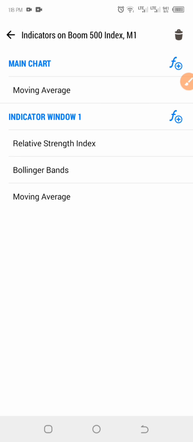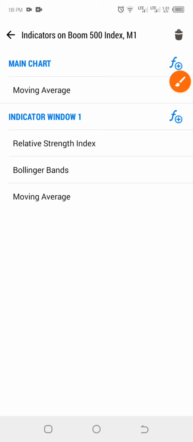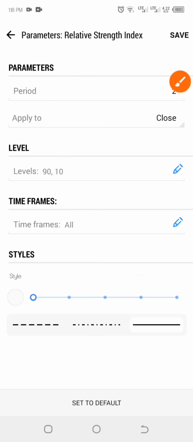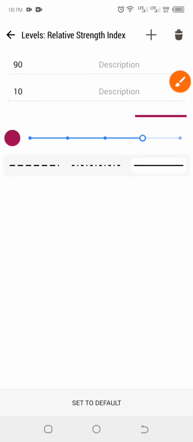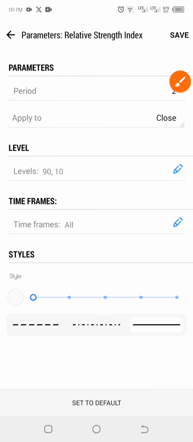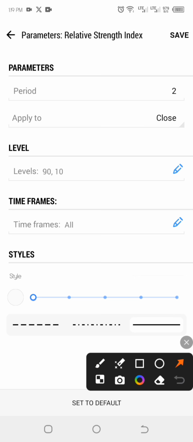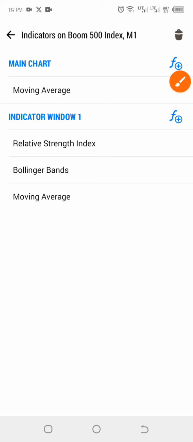Now, moving on to the next indicator, which is the RSI. You can see the RSI right here. How do we add this RSI? We click on this F plus right here, and when we click on it, we scroll down, search for our RSI and click on it. For the properties of the RSI, the period is 2, apply to close. For the levels, we need the 90 and the 10 levels for the RSI. For the RSI style, we need the style to be as our background color. Then we click on save. Once we do that, make sure you add color to your levels.